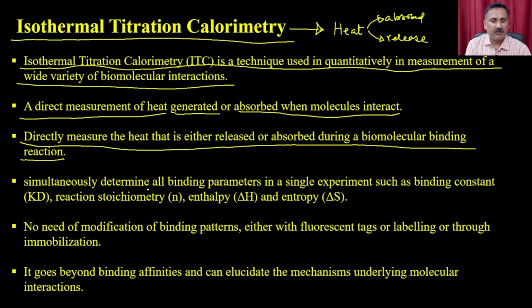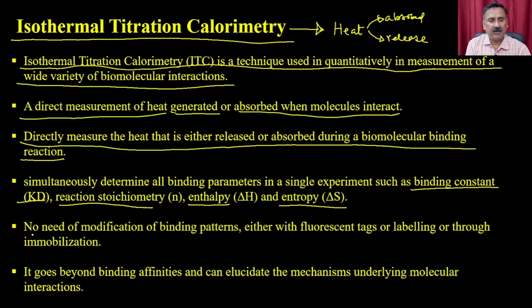For all binding pairs, when you measure the heat, you can simultaneously measure the other binding parameters. You can calculate the binding constant or KD. You can calculate the reaction stoichiometry. You can calculate the enthalpy and the entropy of that particular reaction.